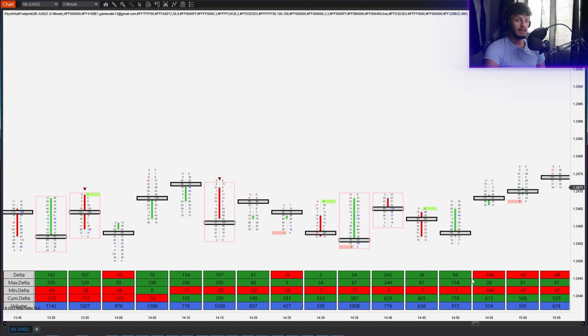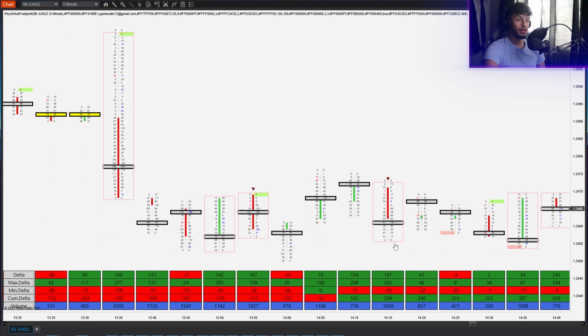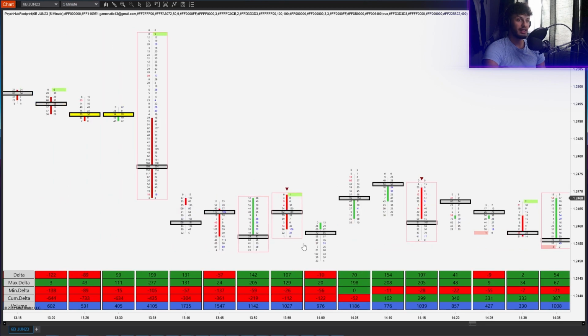And then I start seeing lots. Okay, it's very important when you're looking at absorption. You're not looking just at the delta. You're looking at the max delta and min delta. Let me tell you now, this is the secret to understanding absorption.